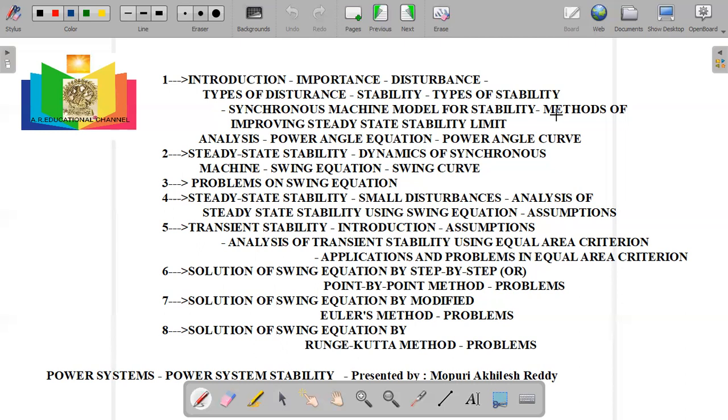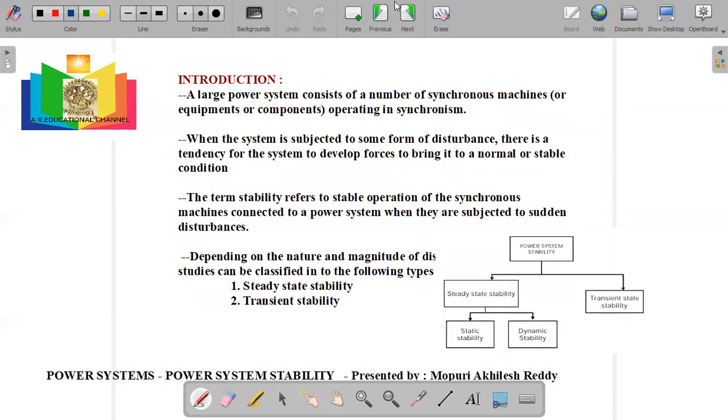Coming to transient stability, we will see what are the assumptions. And when we come to analysis of transient stability, we will be using equal area criteria and solution of swing equation by step-by-step method, modified Euler method, and Runge-Kutta method. Let us move on to the introduction.